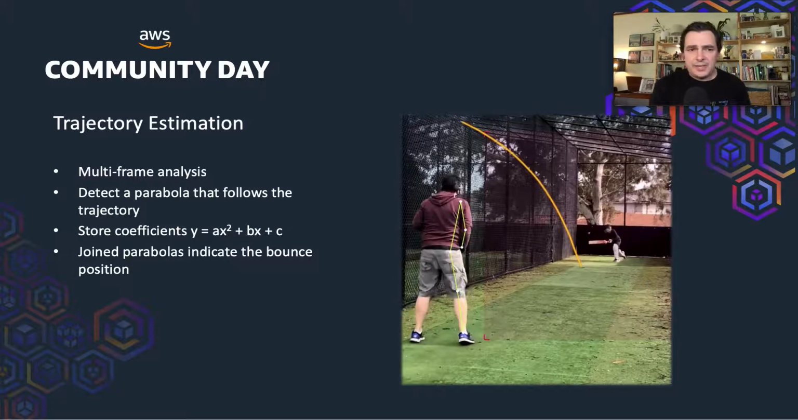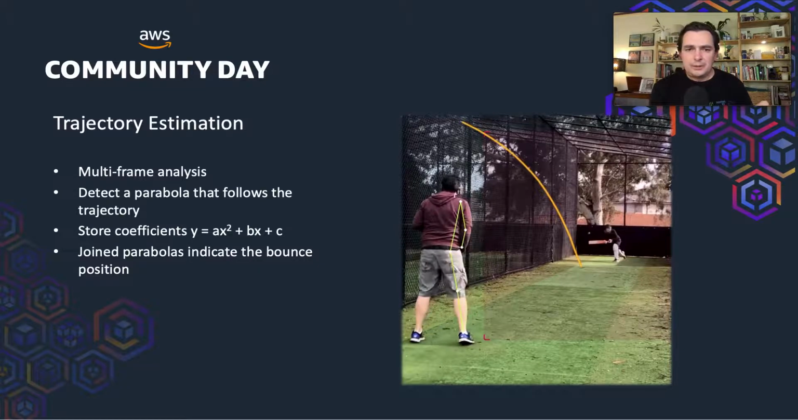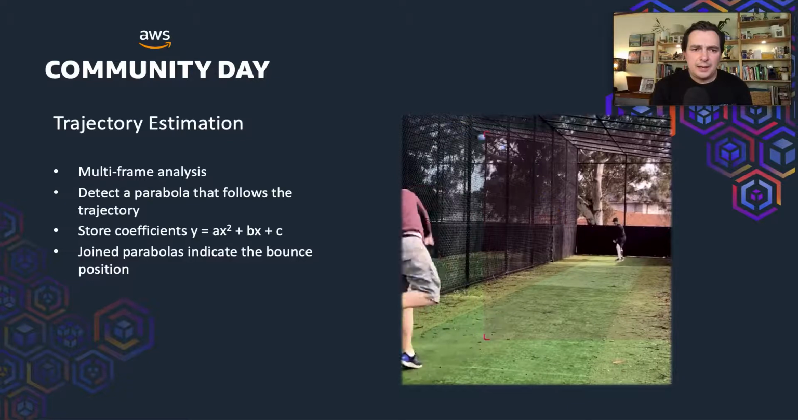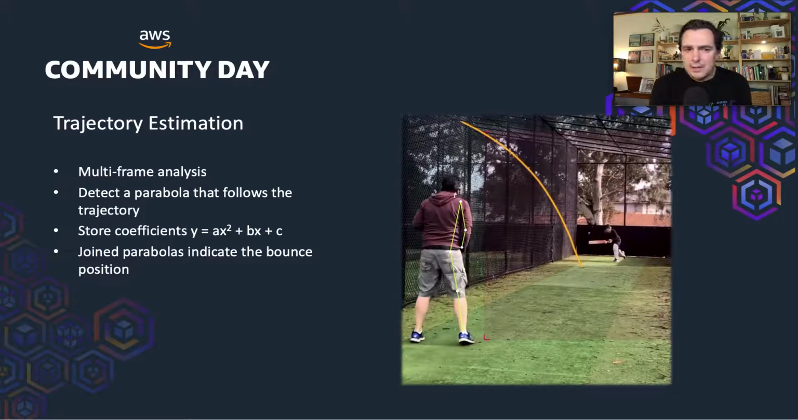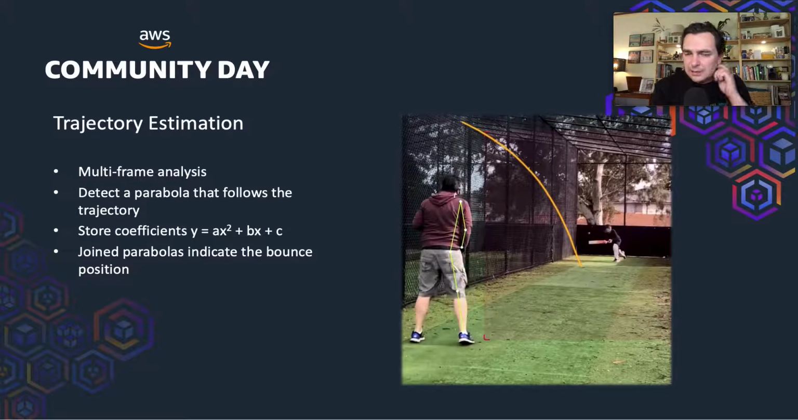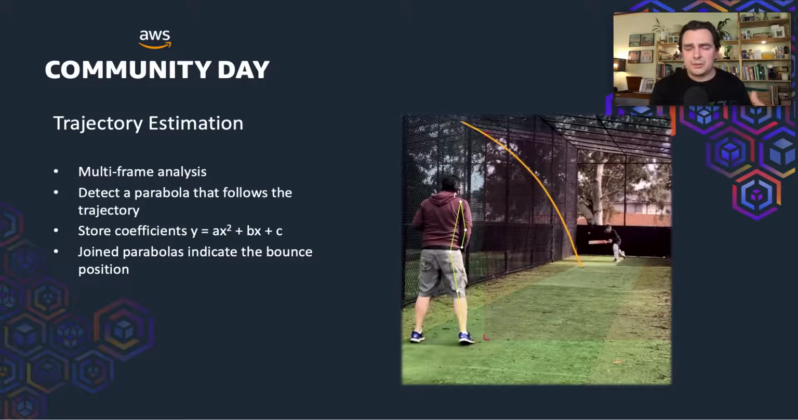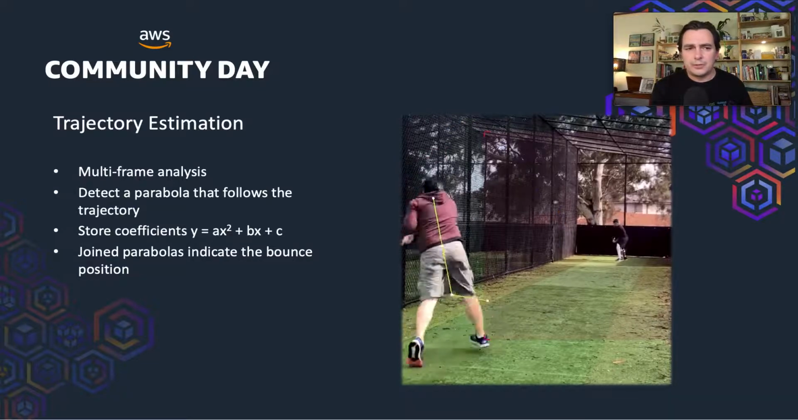Furthermore, once we've detected that trajectory, we can actually store the parabola that created based on the coefficients for a parabola. So the equation for a parabola is ax squared plus bx plus c. We can store a, b, and c in a database and then be able to recreate that on the screens, so we don't have to store kind of the raw data.